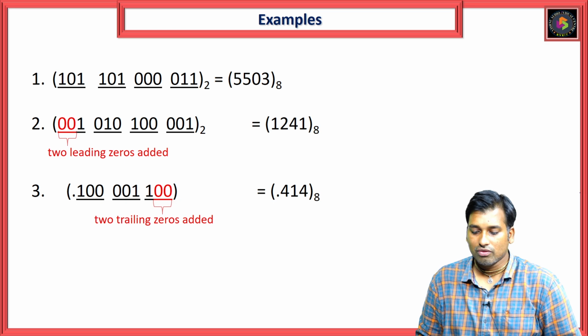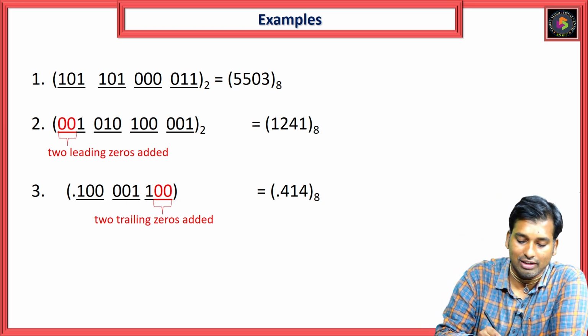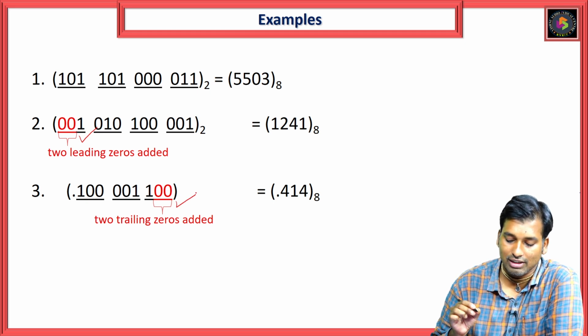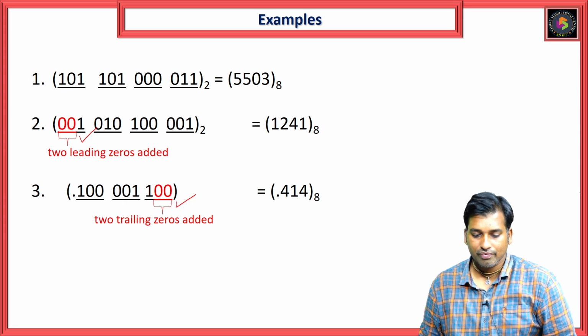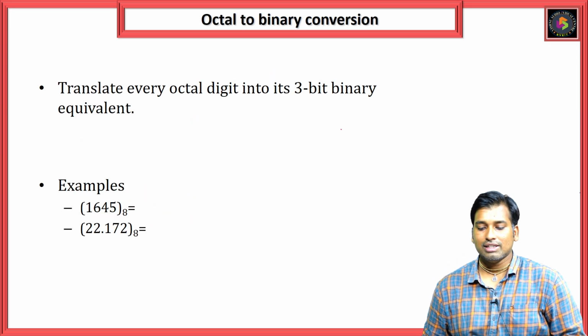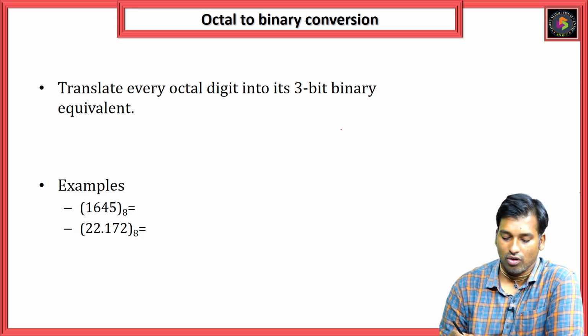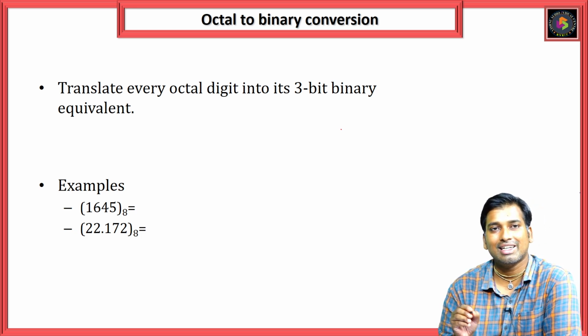So this is how we got the result. As I said, here we added 2 zeros, and here also we added 2 trailing zeros to get the result. In a similar way, we can also convert octal to the binary number system. How to do this? Each bit of the octal can be represented as a 3-bit binary data.